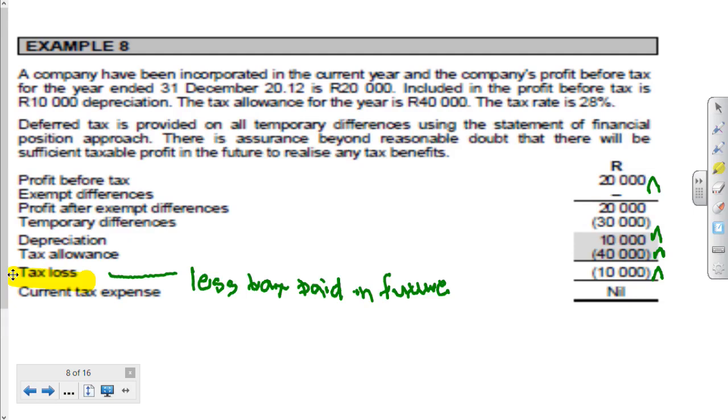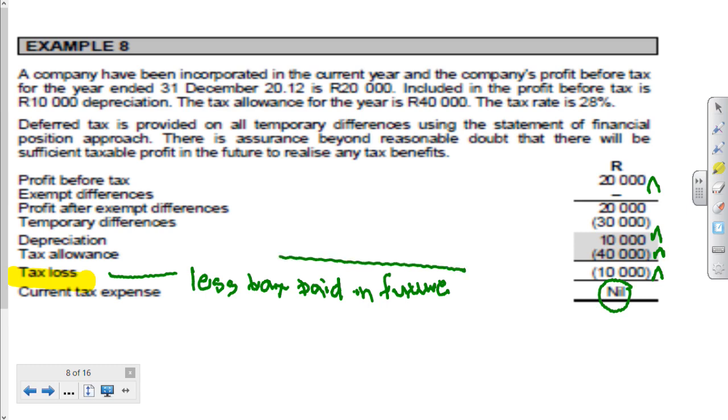Yeah? That tax loss, you can see, SARS doesn't give you money back when you have tax losses, isn't it? If that was income, he'd say, times 28%, pay me. But when it's a loss, he takes it and tucks it away. Then next year, when we make profit, he'll say, okay, hang on, you have that loss from last year. I'm going to allow you to deduct that off your profit so that you pay less tax. So an assessed loss is less tax paid in future.